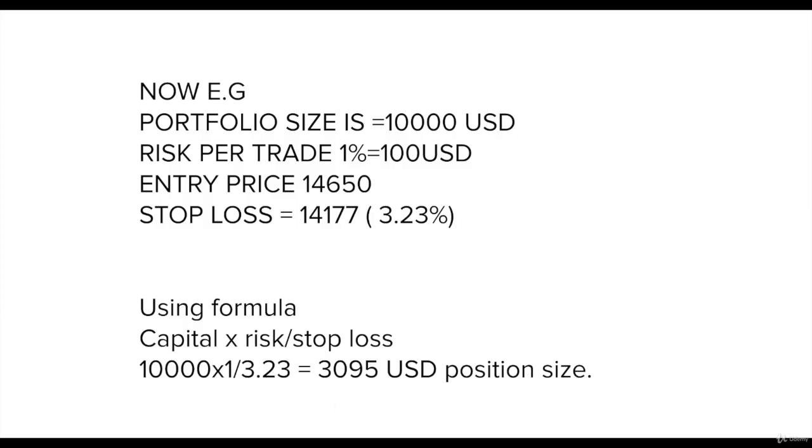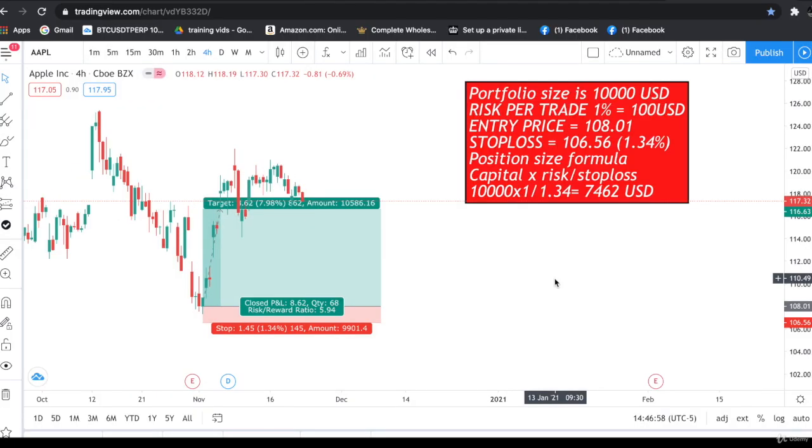Now there is another method also, which is a bit automatic. I'll be explaining that method on the live chart. Let's go. Now this is the Apple stock 4-hour chart. Let's assume our portfolio size is 10,000 US dollar. We would risk 1% per trade, which is $100. Our entry price is 108 US dollars over here. At the right side, you can see our entry price, 108 US dollars. Our stop loss is 106 US dollars, which is 1.34% down here.